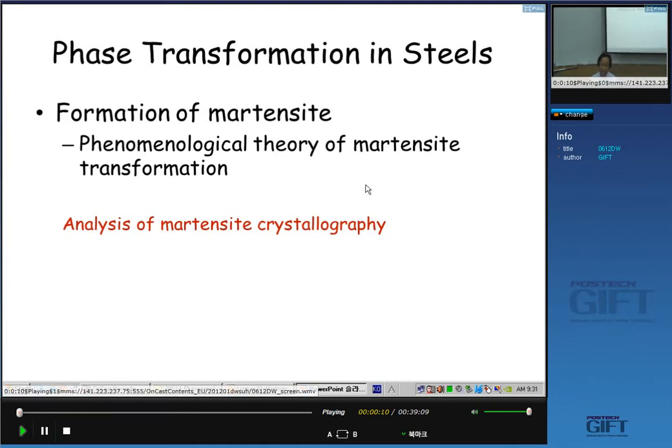And what I'm going to do in this class is, using the previous crystallographic basis, analyze the martensite transformation using the phenomenological theory of the martensite transformation. And the basic theory, you already learned about the basic theory and manipulation and the terminology of crystallography. So what we are going to do in this class is a kind of mathematical manipulation.